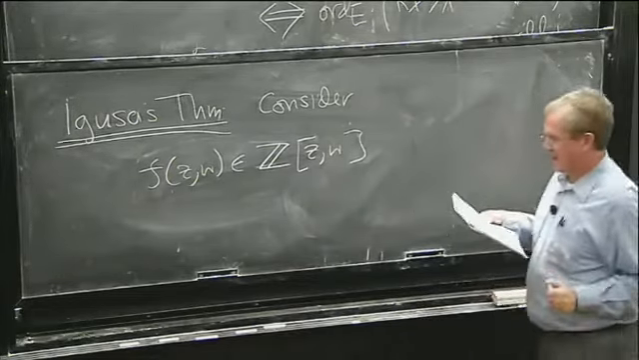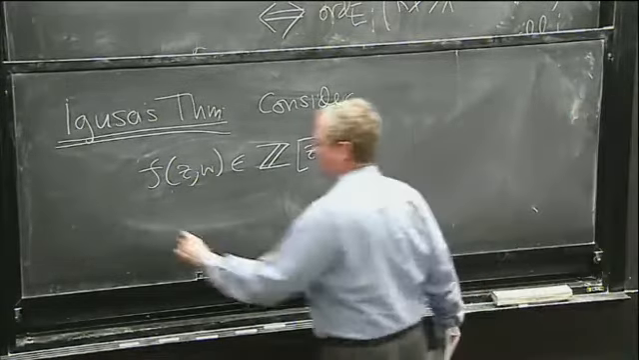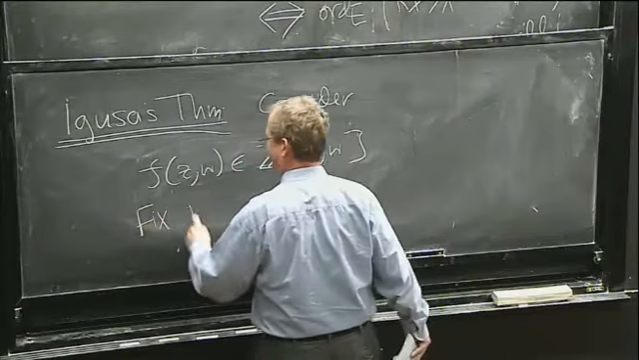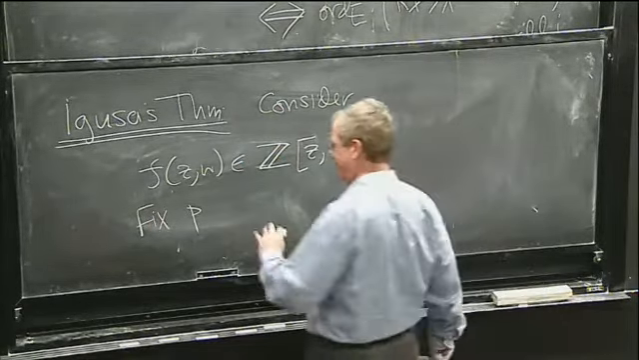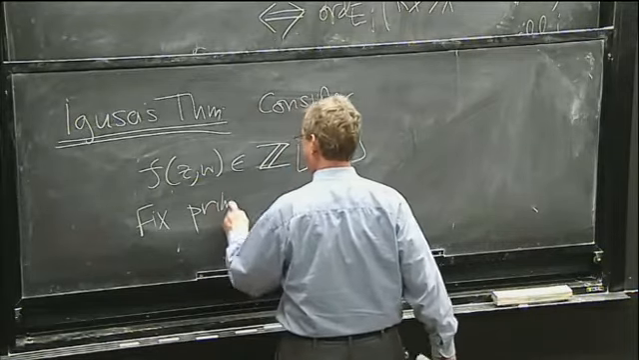And I'm going to fix some prime number p. This is a different prime number p than the one from before. This p is independent. So this is still characteristic 0, as you'll see.